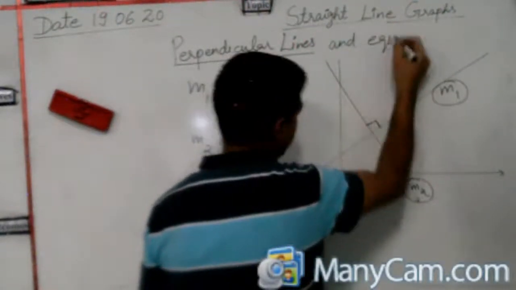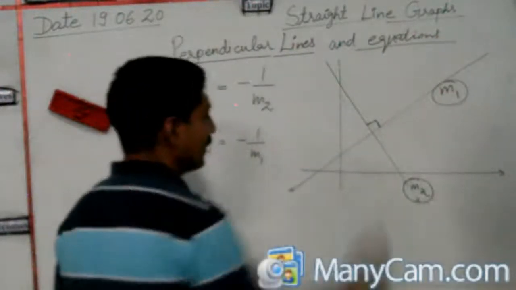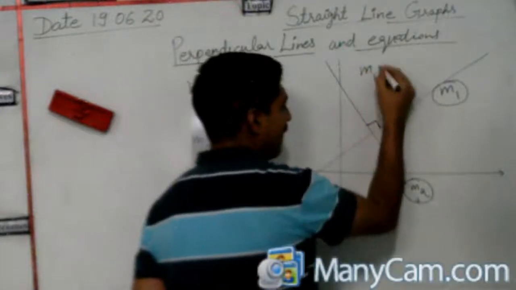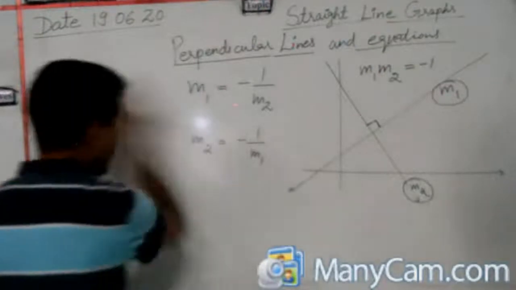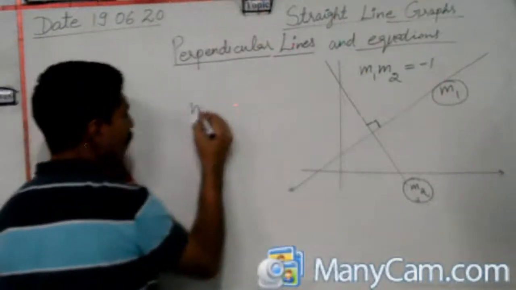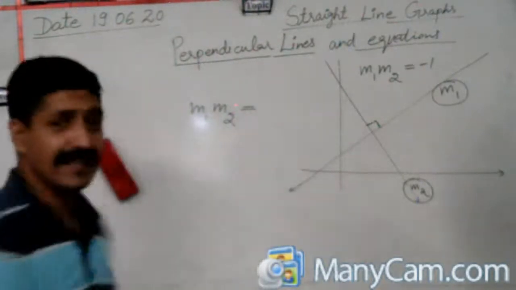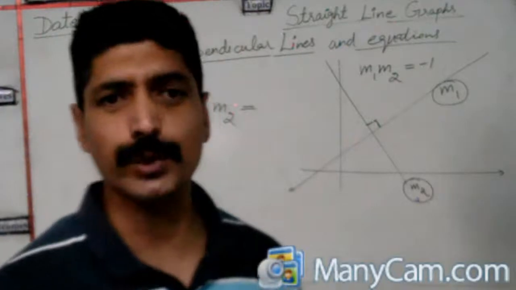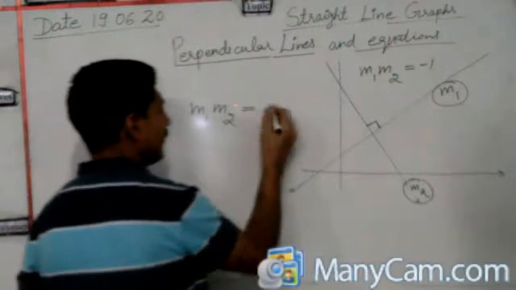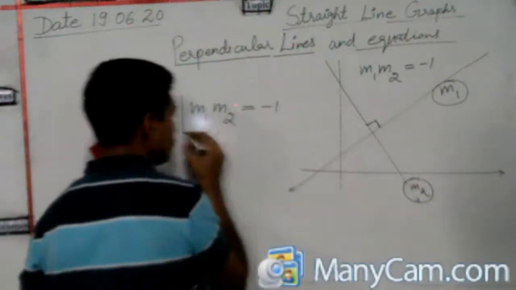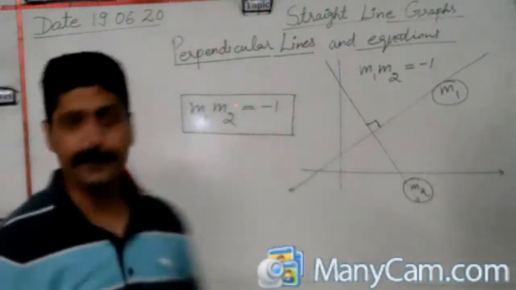and their equations. We have the relation between their gradients: m1 times m2 is always equal to -1. So the product of their gradients is always equal to -1. Let's take some example here.